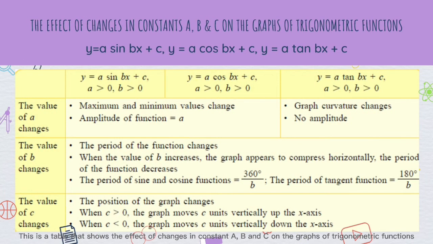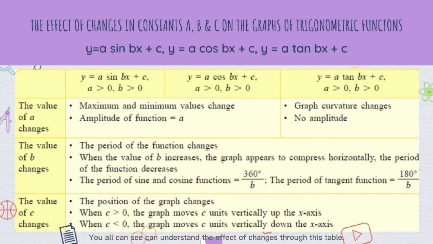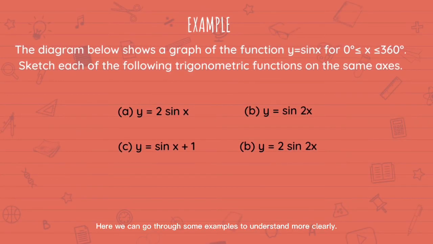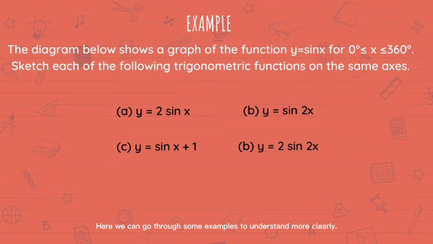This is a table that shows the effect of changes in constants a, b and c on the graphs of trigonometric functions. You all can understand the effect of changes through this table. Here we can go through some examples to understand more clearly.